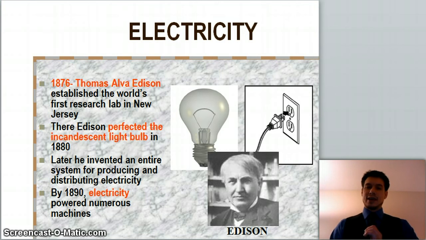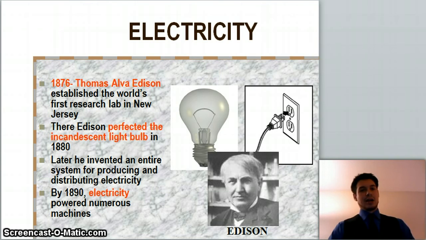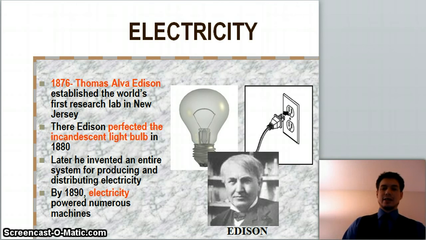In 1876, Thomas Alva Edison establishes the world's first research lab in New Jersey called Menlo Park. He's considered the wizard of Menlo Park. And he learns to harness electricity. And he perfected the incandescent light bulb with it in 1880. And later he invented an entire system for producing and distributing electricity called DC, direct current.